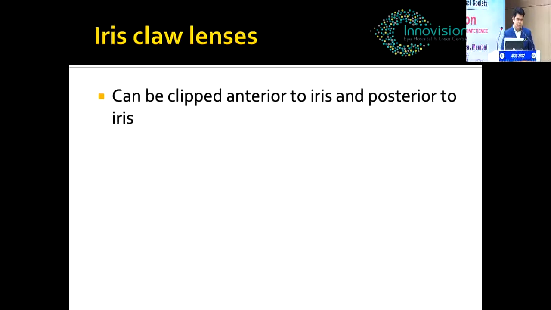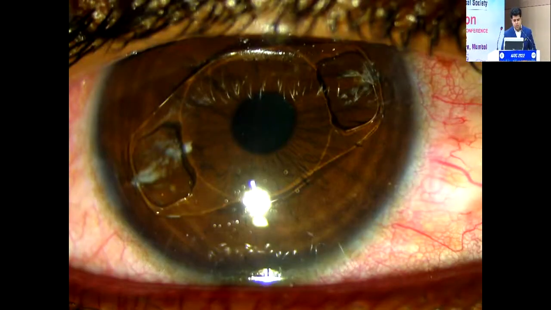Now, because this was my first secondary IOL, we know that the iris claw can be clipped anteriorly or posteriorly. The anterior one is mostly for correction of myopia, and posteriorly the iris claw is put mostly for aphakia. This is one of the patients that I had seen, not operated by me, but as long as the iris claw is placed and enclavated, it is very close to your endothelium. So the chances of decompensation are very high.